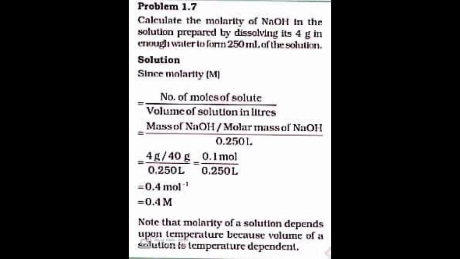ml you have to convert into liters. So 0.250 liters. That is equal to 0.1 mole divided by 0.250 liter. That is equal to 0.4 mole liter inverse, 0.4 mole liter inverse, which is equal to 0.4 M. That is, its molarity is 0.4.